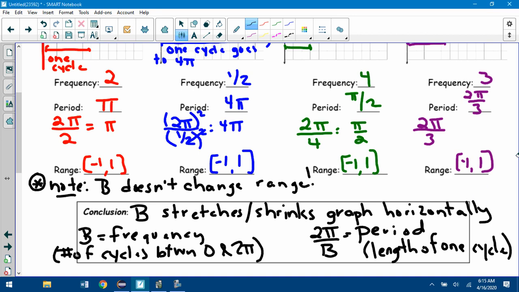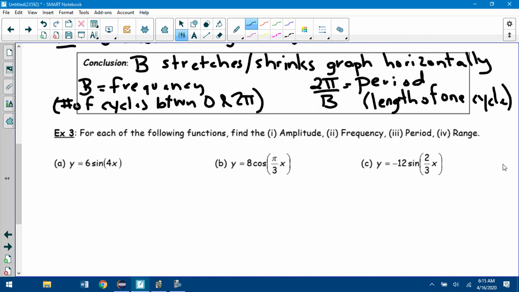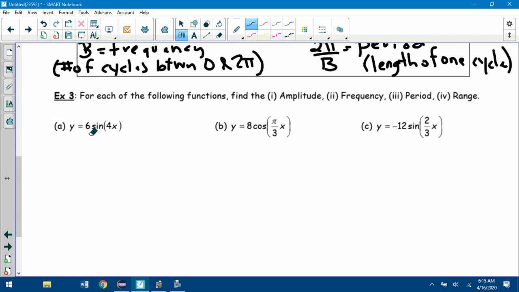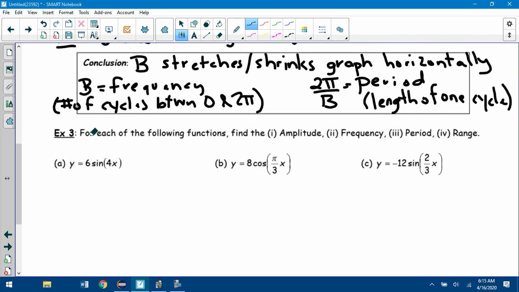Okay? All right, now for each of the following functions, I want you to, just looking at the equation, so we don't need the graph at all, find the amplitude, frequency, period, and range. Okay, so first one. If I've got 6 sine of 4x, what's the amplitude? 6, right. Technically, amplitude is always the absolute value of A. The A value is 6. So this is the absolute value of 6, which is just 6.